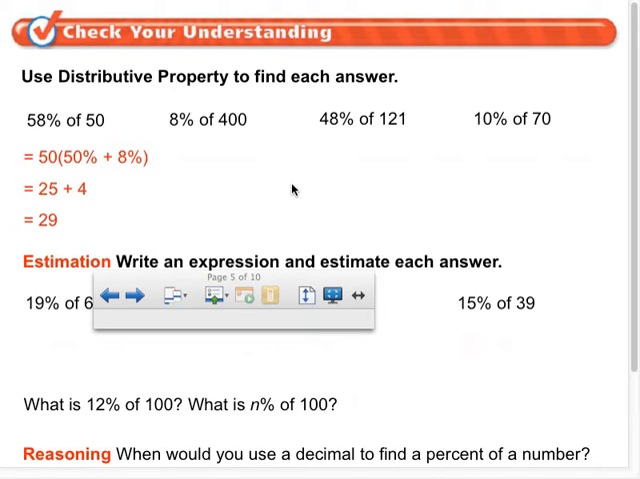Okay, any questions? The 4, well, 8% times 50, right? Well, what's 1% of 50? It's 0.5. So 0.5, multiply that by 8. 0.5 multiplied by 2 is 1. 0.5 multiplied by 3 is 1.5. Multiplied by 4 is 2, right? Okay.